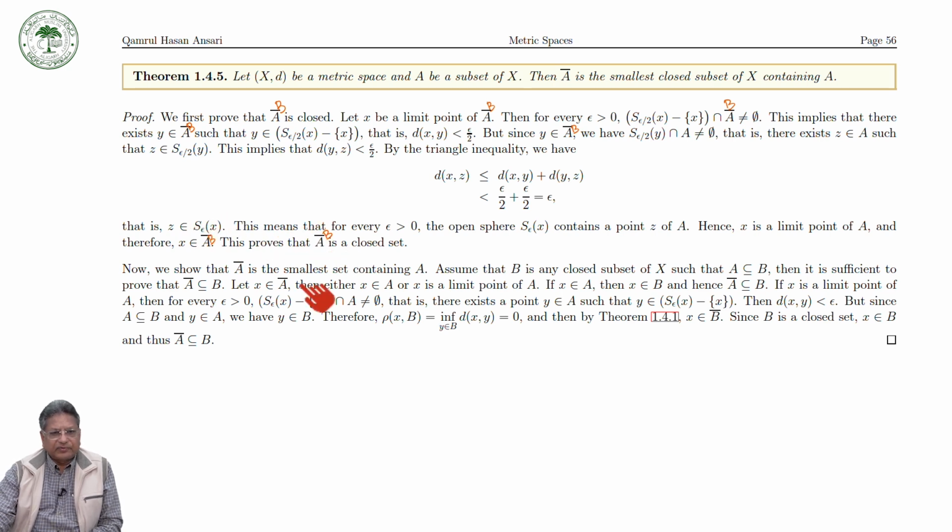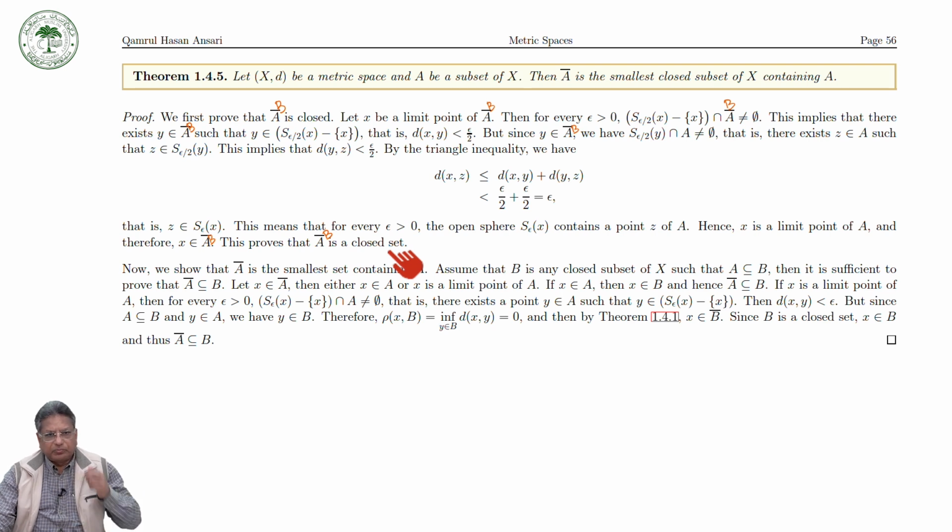This means that for every epsilon positive, the open sphere contains a point Z of A, and hence X is the limit point of A. So X is the limit point of A, and therefore X is in closure of A, or in B, and this proves that the closure of A, or B, is a closed set.